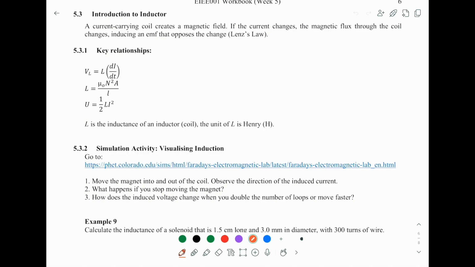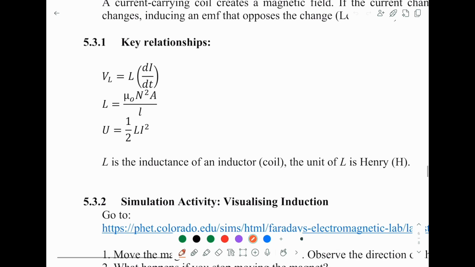Let's go back to the week 5 workbook. Here it summarizes the key relations. The induced EMF is proportional to the change in current, and the proportional constant is L. This is our inductance, and it is measured in Henry, H.